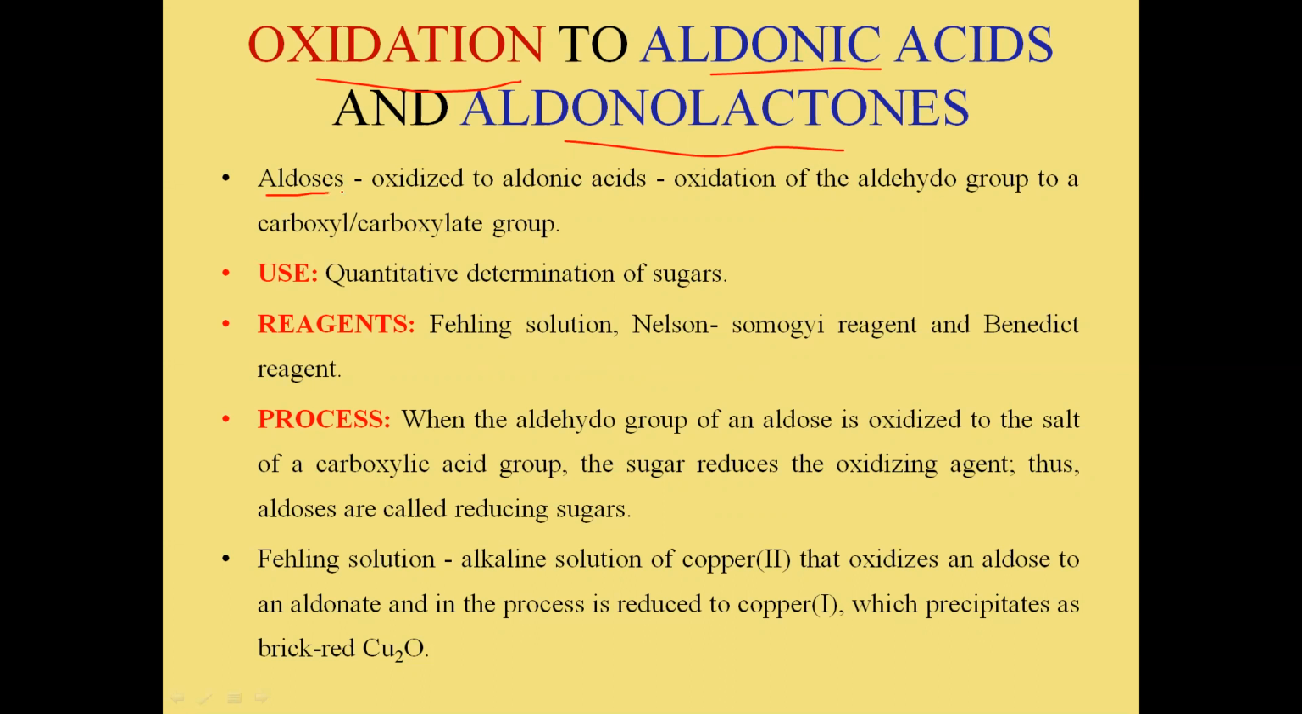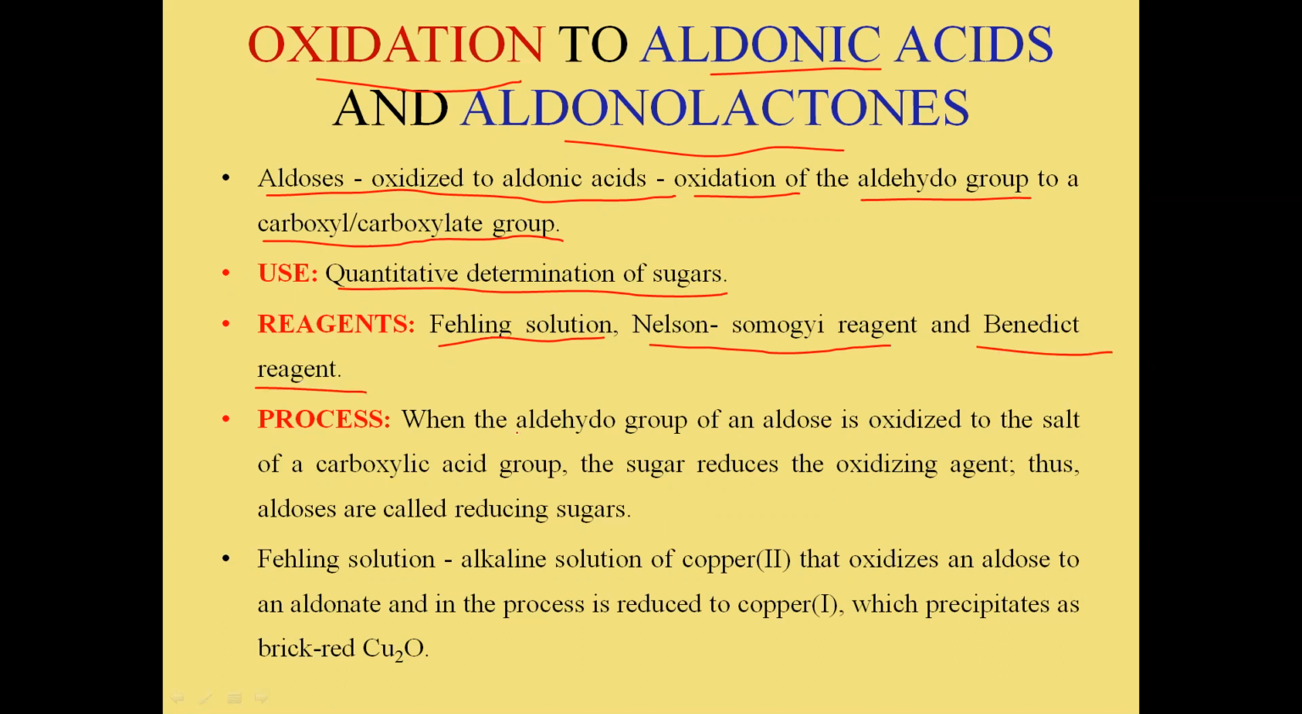So aldoses are oxidized to aldonic acids, and during this oxidation, the aldehydo group or the functional group of aldoses, which is nothing but the CHO group, is converted to a carboxyl or a carboxylate group. So carboxylate is nothing but the acidic group, that is the COOH group. So this reaction is used for the quantitative determination of sugars. The reagents used in this reaction include the Fehling solution, Nelson-Somogyi reagent, and the Benedict's reagent.